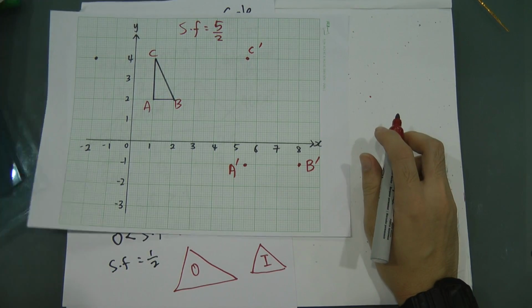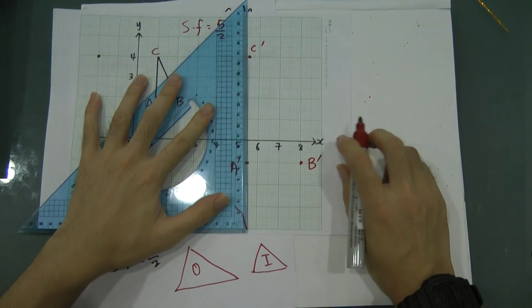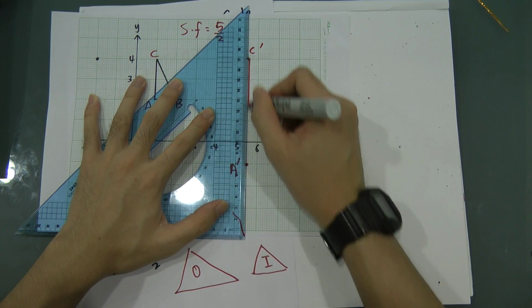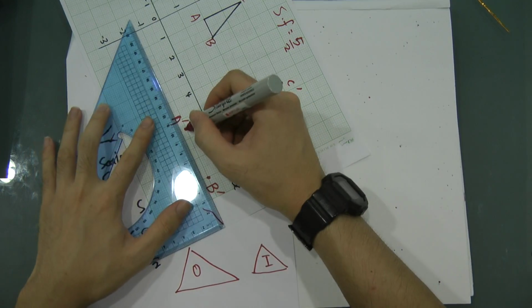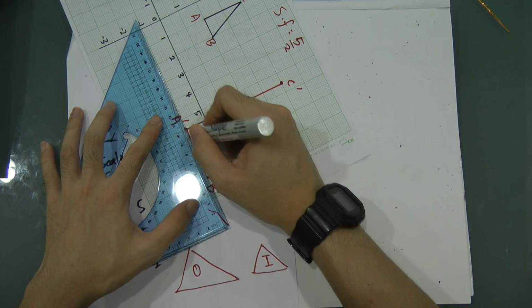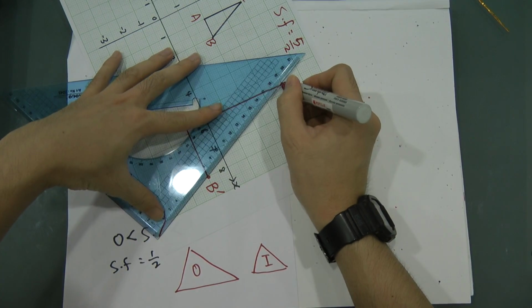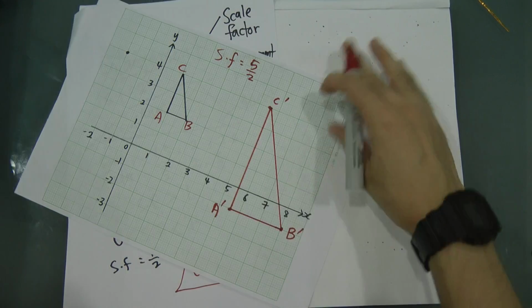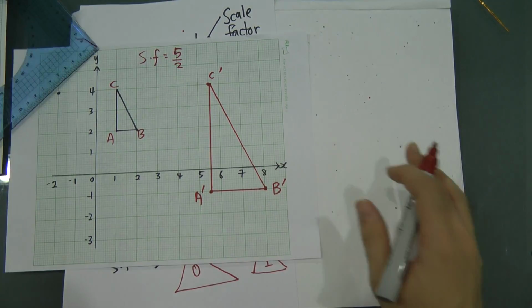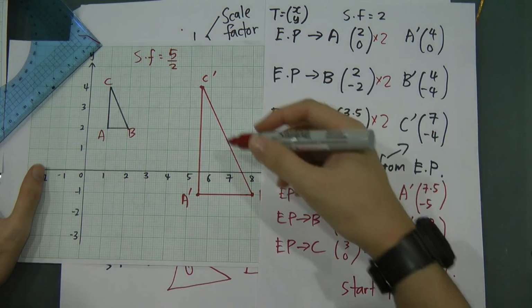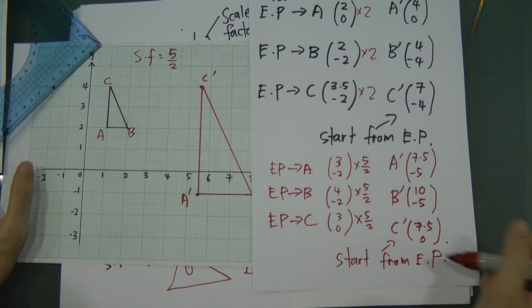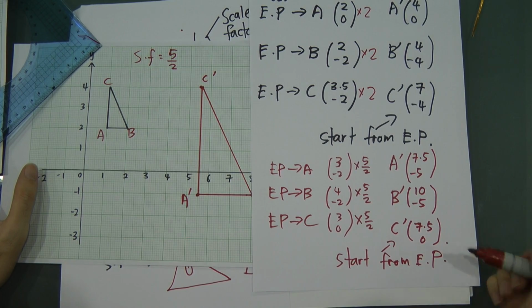So what I do, very simple. After that, I just connect everything. Yeah, but this one is just rough. I just do it roughly. Of course, in the exam, you should draw nicer and make it more accurate, because I'm using a marker pen, somehow it's a bit hard. So you can see this is the image after the scale factor, increasing by 2.5.